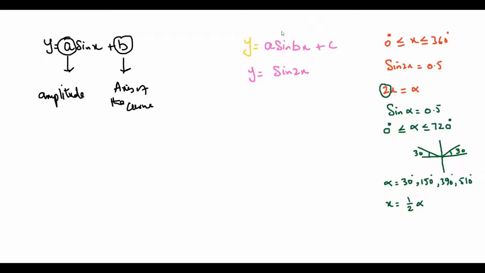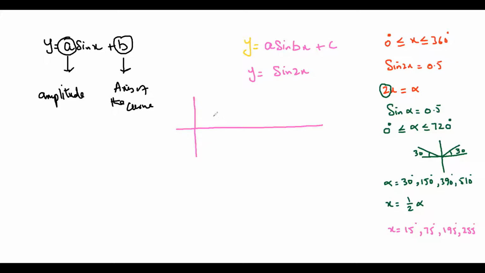So the values of x are going to be 15 degrees, 75 degrees, and then 195 degrees, and then 255. Yes, this is 255. So this means the graph should also show 4 values of x where y would be equal to half if you draw this sketch over here. Now, how would you manage to show y being equal to half 4 times?